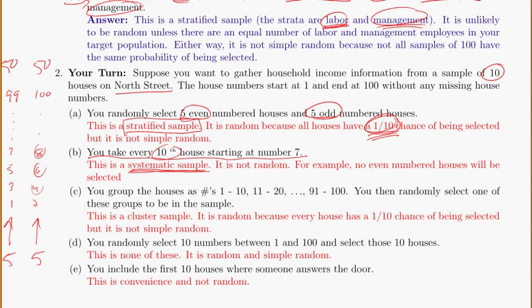Systematic is seldom random. It won't really ever turn out to be random. It might be haphazard, but it's not random.